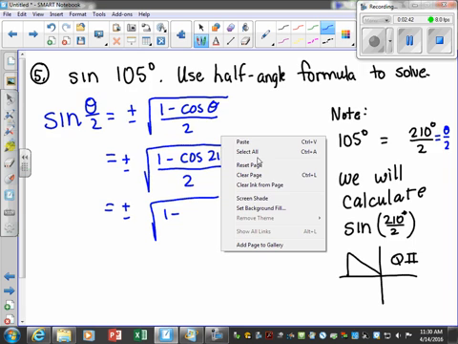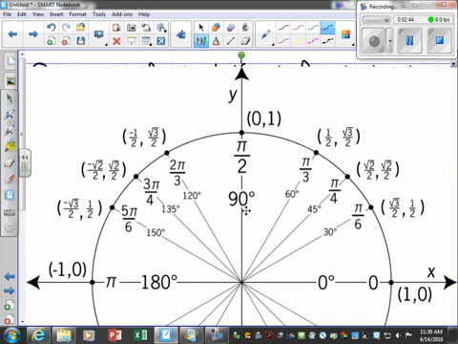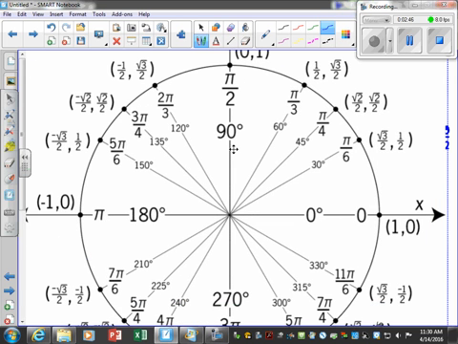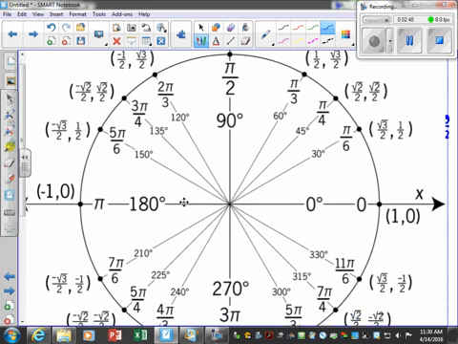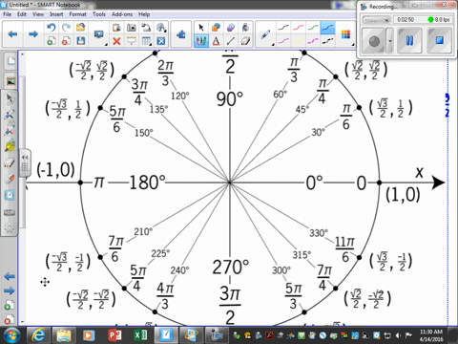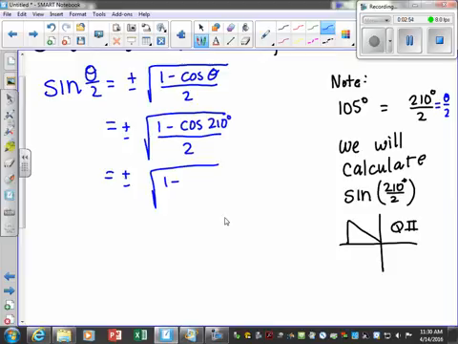So what if we go to the unit circle? Let me see if I still have it here. Whoops. What is the cosine at 210? Negative square root of 3 over 2. Yeah. So we can actually use our unit circle to evaluate this. Negative square root of 3 over 2, to plug that value in, and then of course I just have that over 2.